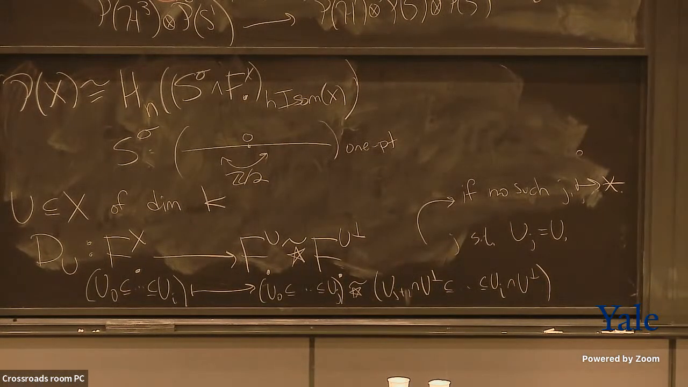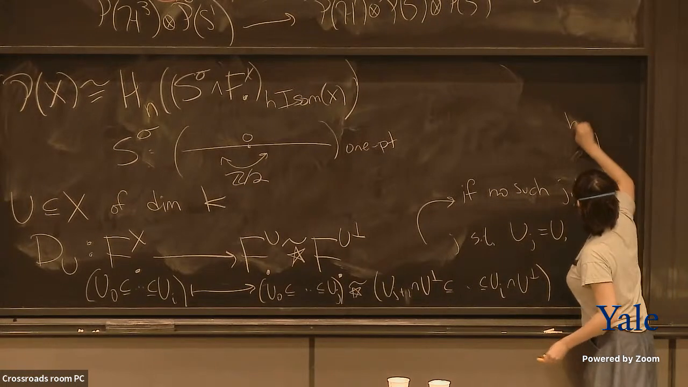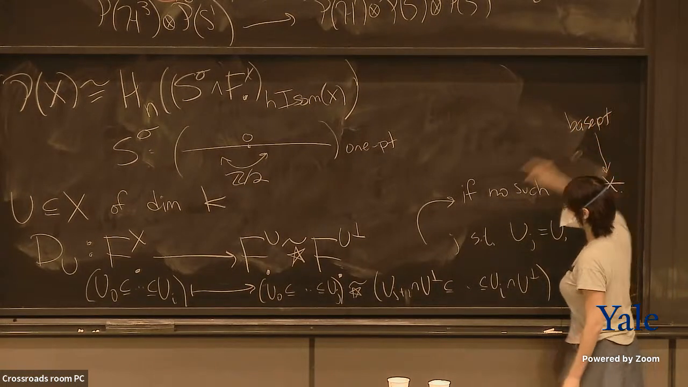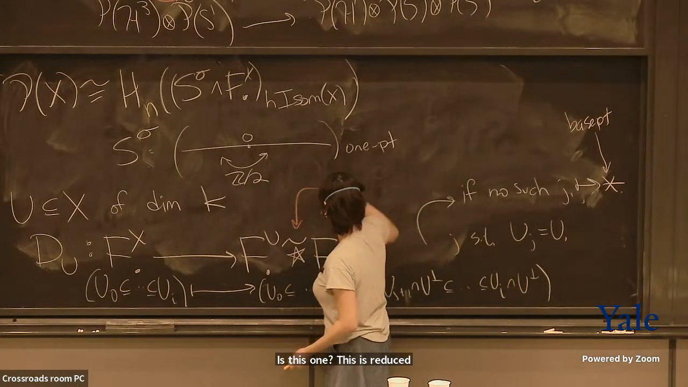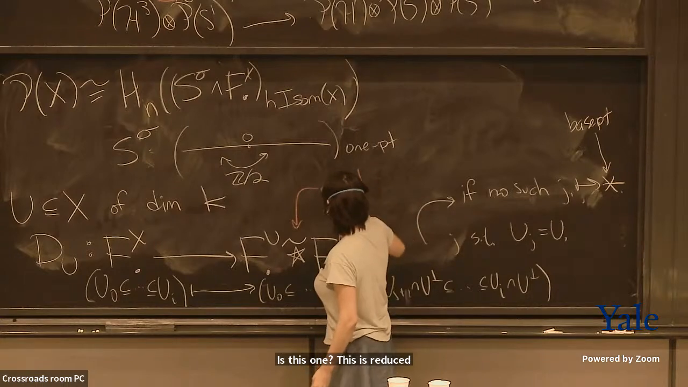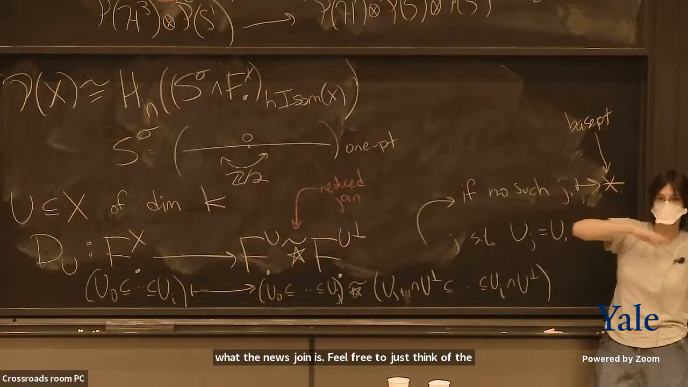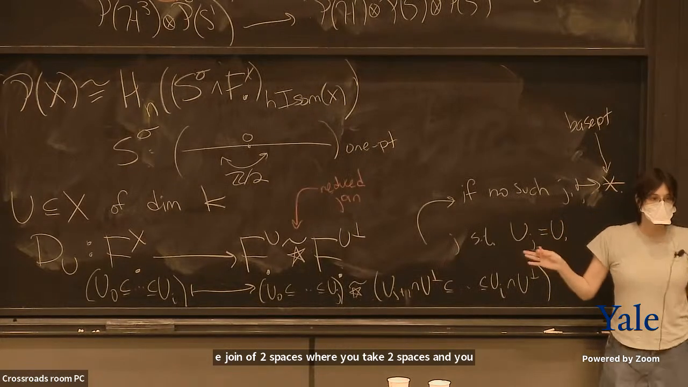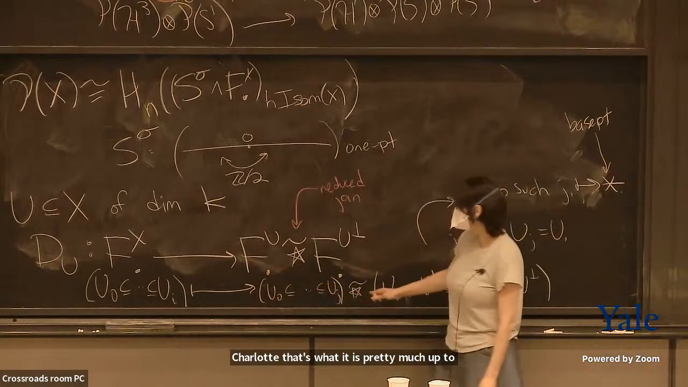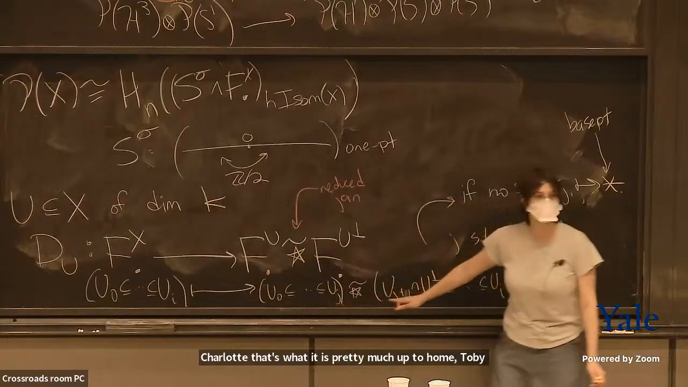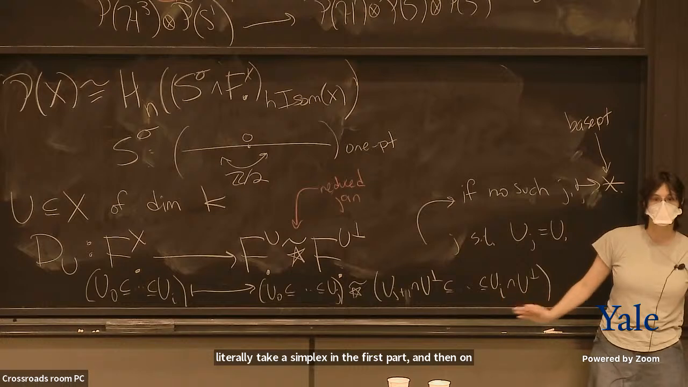So this is the base one. No, the other point is far. So this is this one. This is reduced join. And if you don't know what reduced join is, feel free to just think of the join of two spaces, where you take two spaces and you connect lines between each of them. That's what it is, pretty much, up to homotopy. And what it means for simplicial sets is you literally take a simplex in the first part and then another simplex in the next part. And that's it. That's a simplicial model for the reduced join.